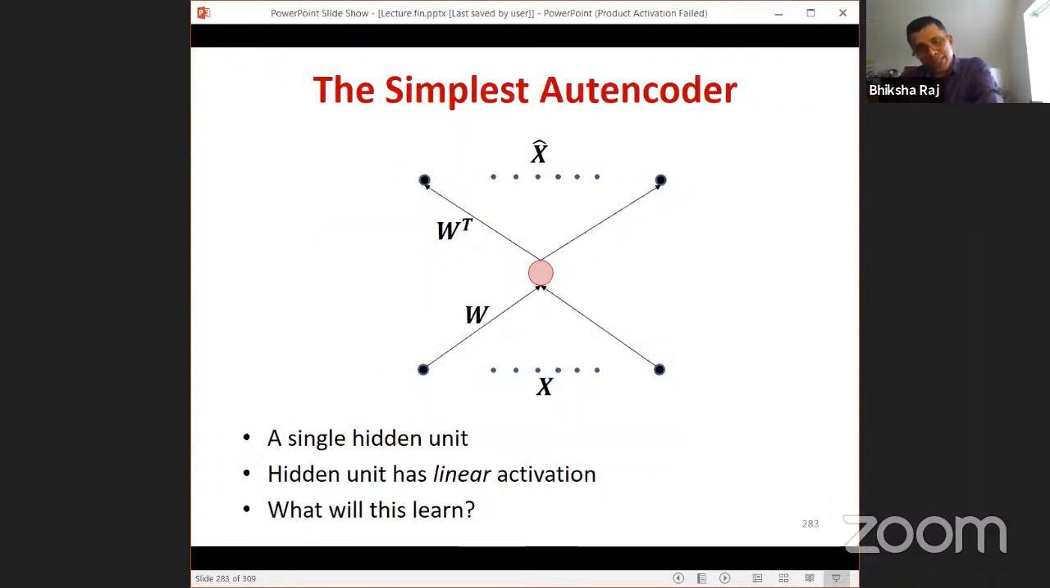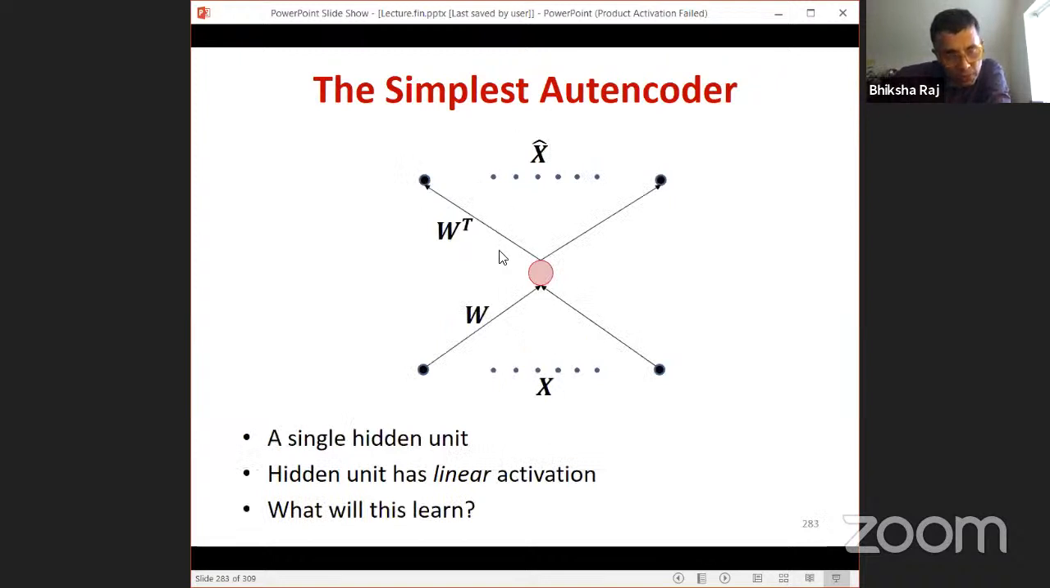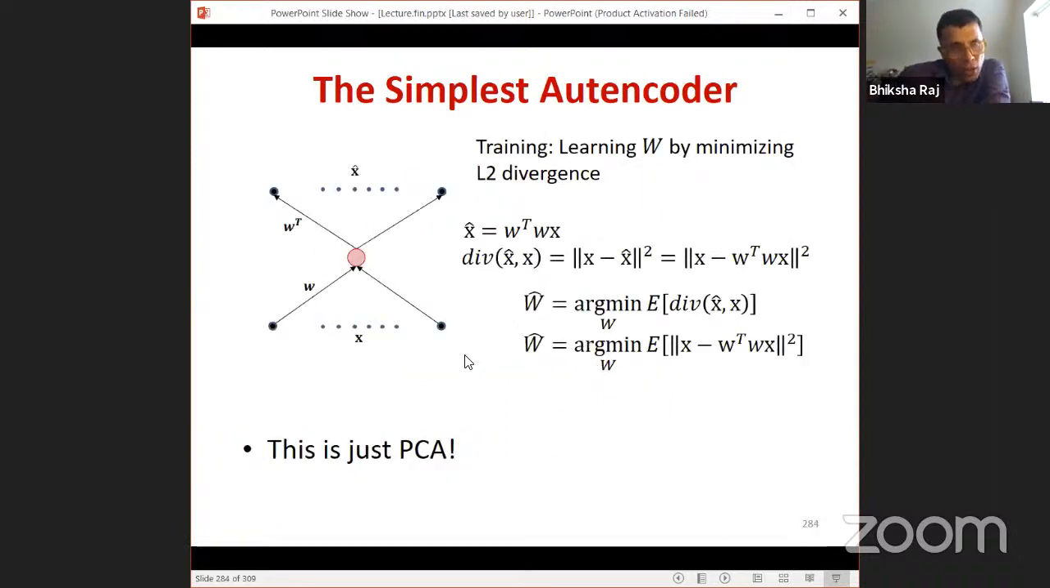So how does this work? Let's consider the simplest autoencoder. This has just a single hidden unit. The hidden unit has a linear activation, so it doesn't have any non-linearity. Suppose I train this such that the output is as close as possible to the input. In other words, the output of this linear unit is simply going to be W transpose X. I have some transposition errors here. The output of the neuron is W transpose X.